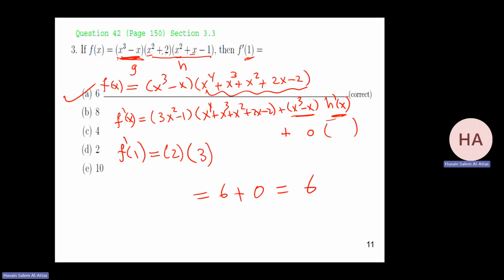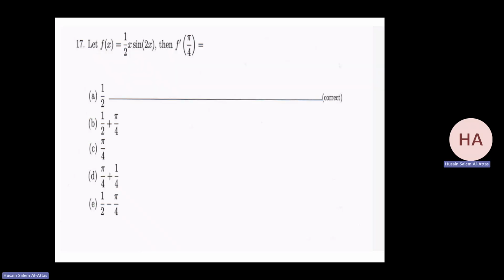Product of three functions you can do. 1 over 2 x sine 2x. Because this section is before the chain rule, and to do the derivative of this I need the chain rule, so let me do it without the chain rule.